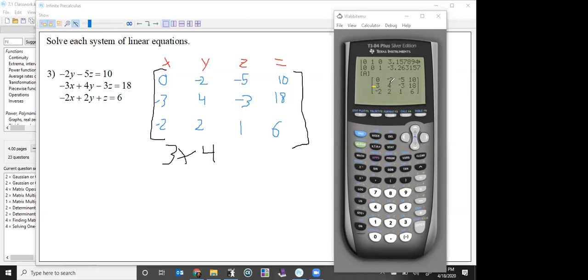Let's keep looking. 4, -3, 18. Okay, that's good. -2, 2, 1, 6. The rest of that's good. I just need to go back and fix that -3.